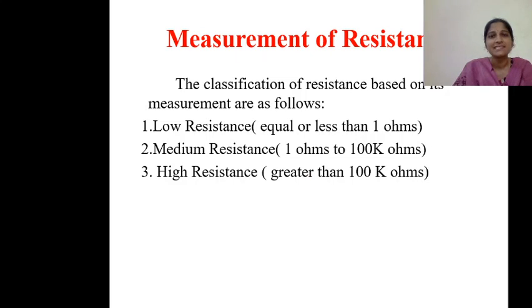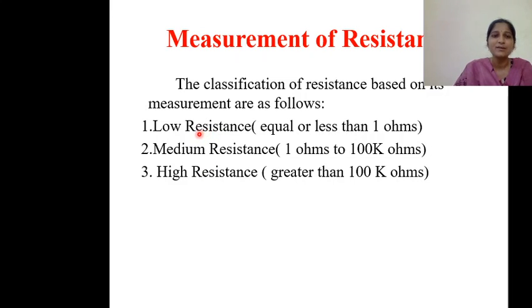So the resistances are classified into three types: low, medium and high resistance. Low resistance is less than 1 ohm. The resistance which lies between 1 ohm and 100 kilo ohms is called medium resistance, and the resistance greater than 100 kilo ohm is called high resistance. For measurement of low resistance there are several bridges, for medium resistance there are other bridges, and for high resistance also different bridges are there. So these bridges we will study one by one.